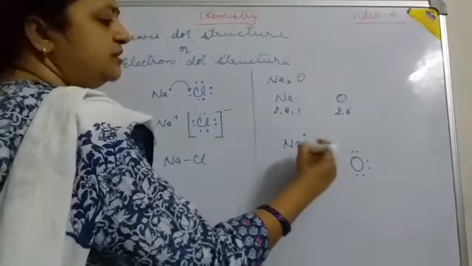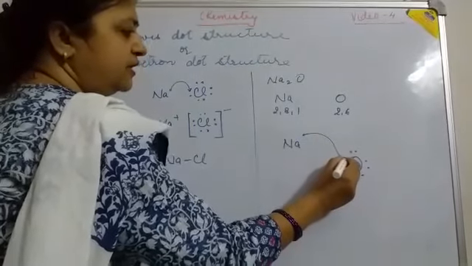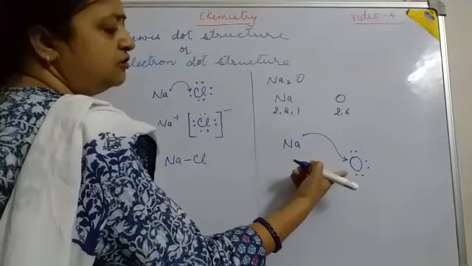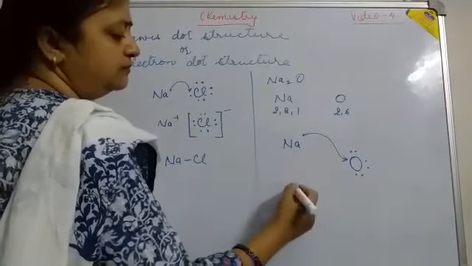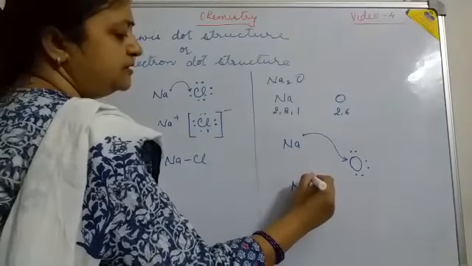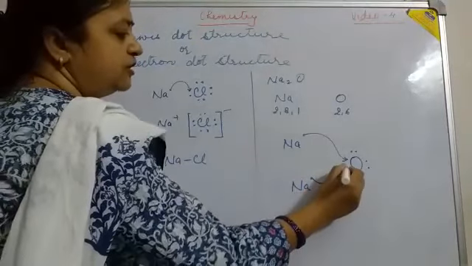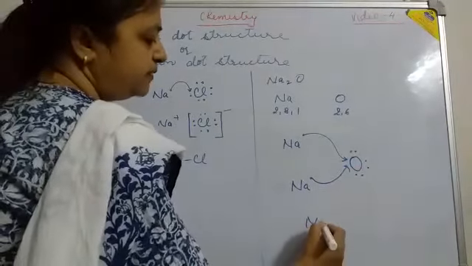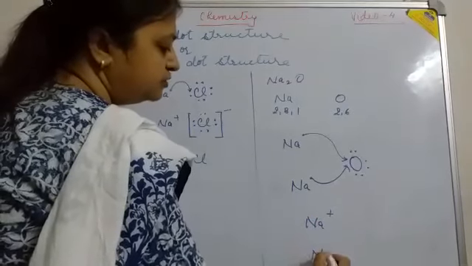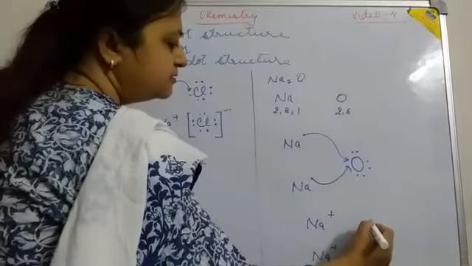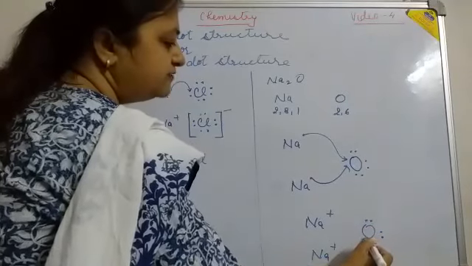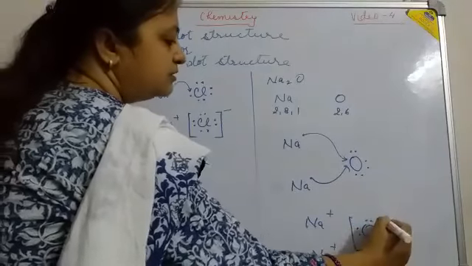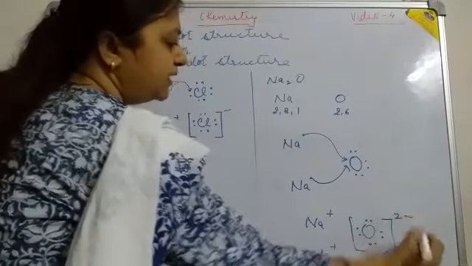So, this sodium gives 1 electron to this oxygen, but to complete its octet, oxygen needs 2 sodium atoms. So the next sodium is like this, and this sodium also transfers 1 electron to this oxygen. Now sodium becomes sodium plus, and oxygen becomes 1, 2, 3, 4, 5, 6, 7, 8. You must write all 8 electrons with oxygen with 2 minus charge.